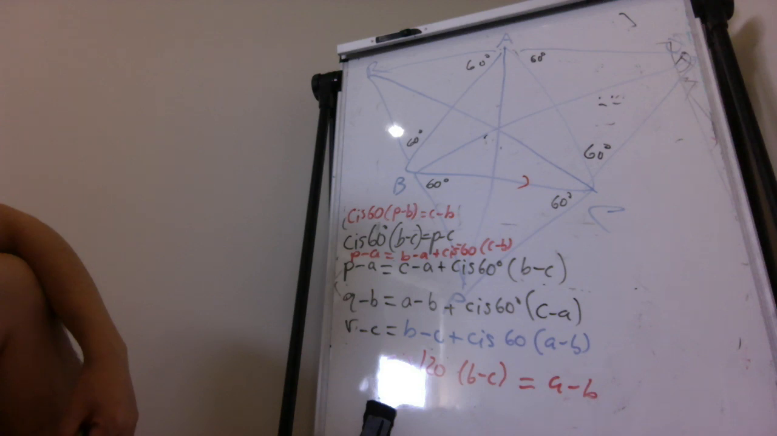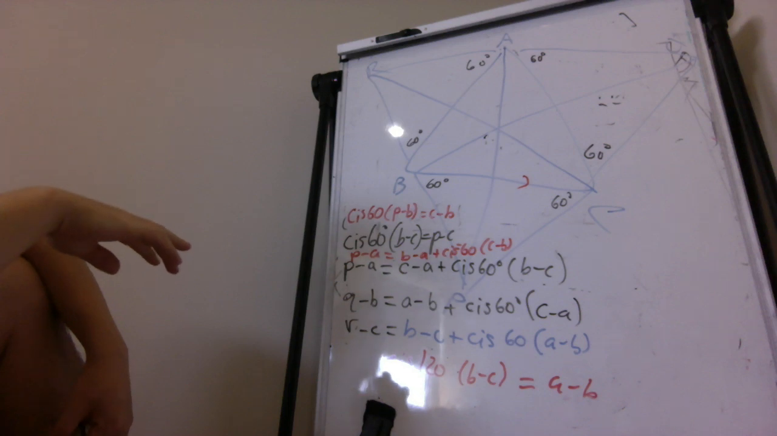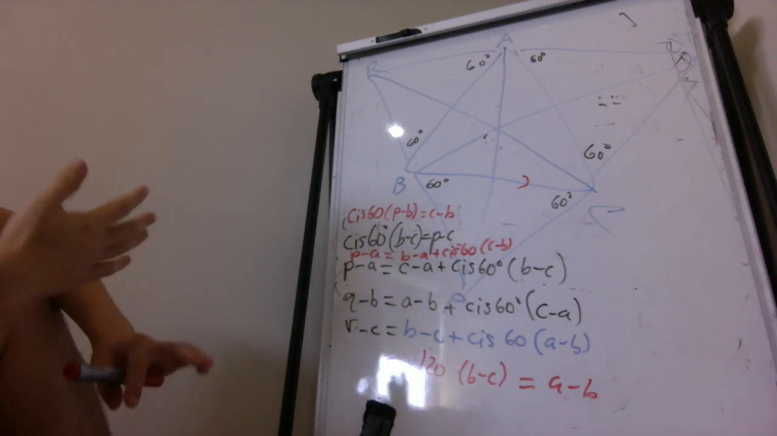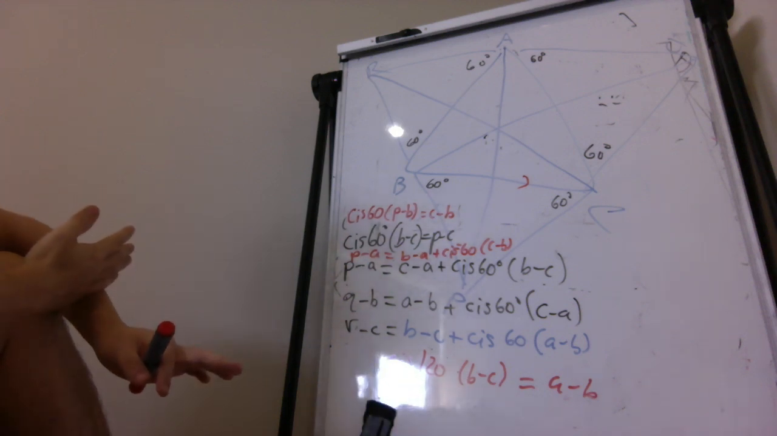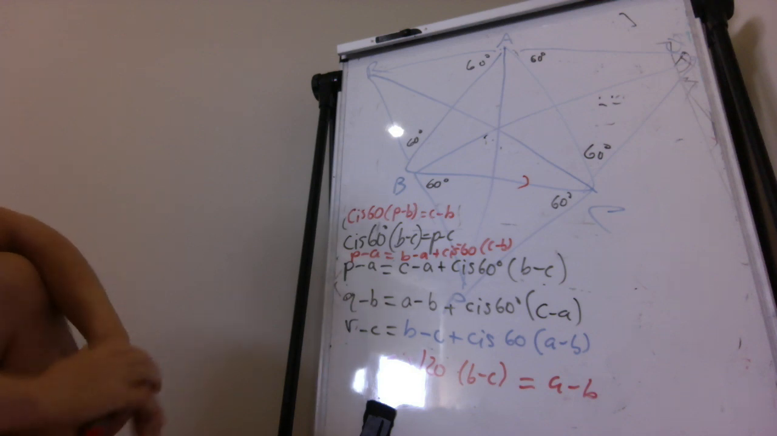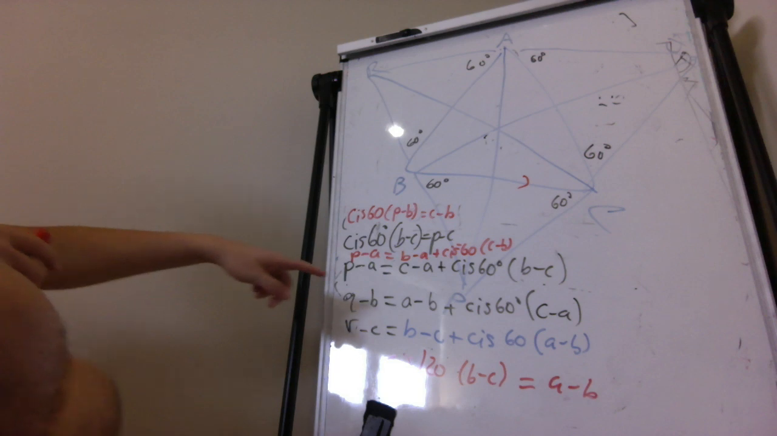Oh, R minus C. So you're putting R minus C is equal to C minus R minus B plus B minus C. Okay, so then we showed that AP and CR are the same length and they're 60 degrees apart, right? So something was actually wrong in some of these other calculations.